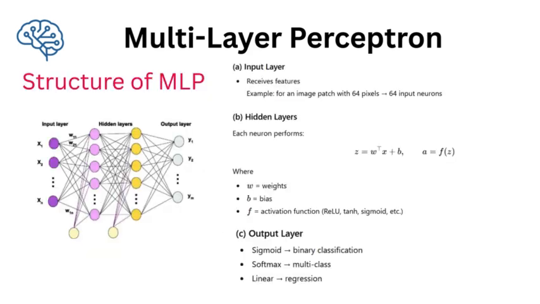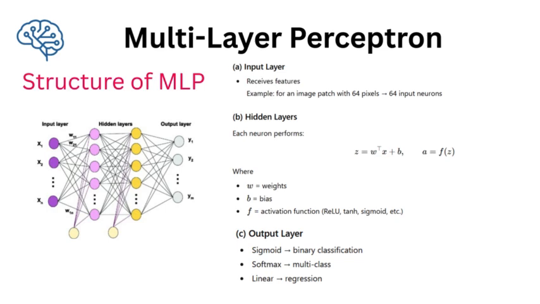Now let us understand the structure of a multi-layer perceptron. First, the input layer. The input layer simply receives features from the data. For example, if we have an image patch with 64 pixels, then we will have 64 input neurons. Next come the hidden layers. These are the core of MLP where learning happens.